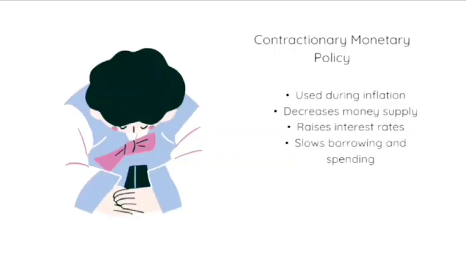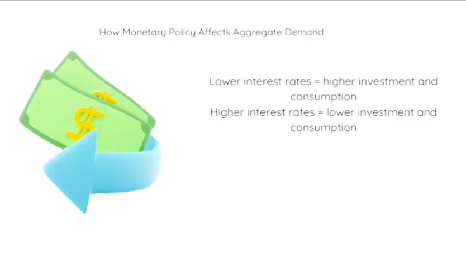On the flip side, we have contractionary monetary policy. This is used when inflation is too high. The Fed decreases the money supply, raises interest rates, and makes borrowing and spending more expensive. This cools down economic activity and helps bring inflation back under control.